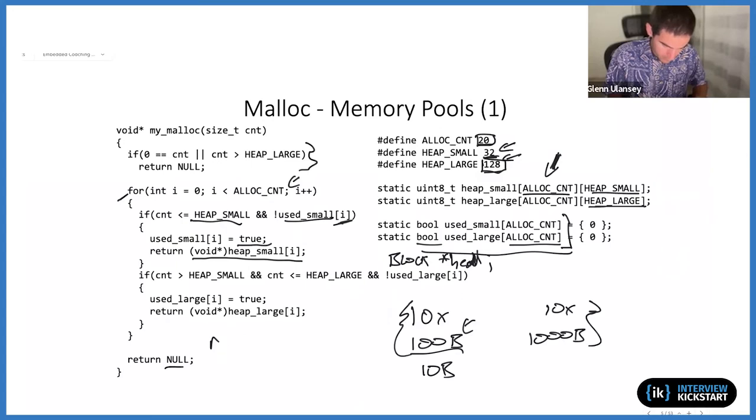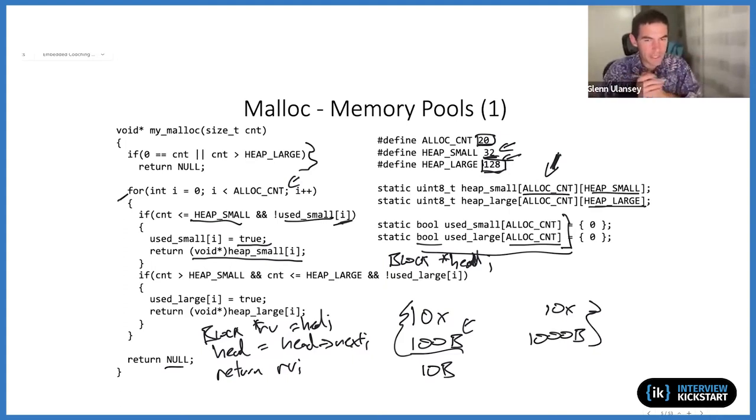well, it's not quite that. We would do block return value equals head, head equals head next, return RV. So if we instead had a linked list, and that linked list contained all of the free blocks that were available at this time, our malloc implementation could literally be that simple. Just take the first thing off the list and return it.